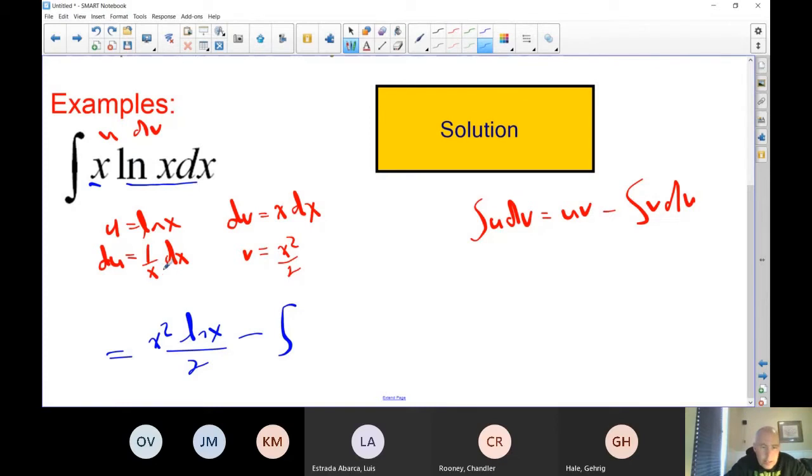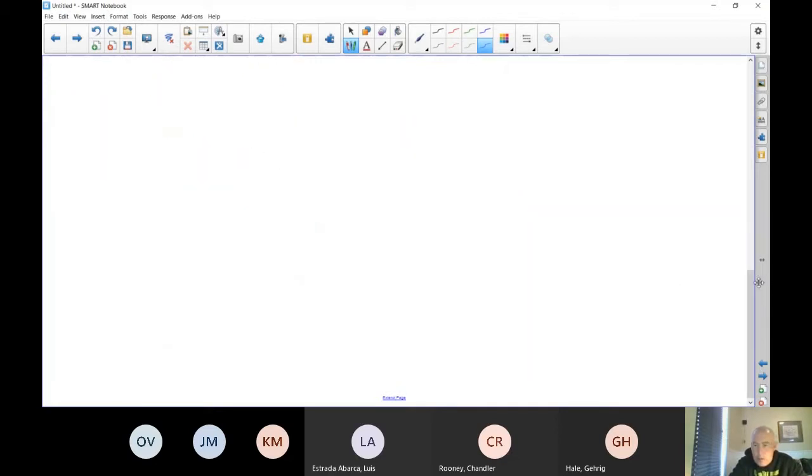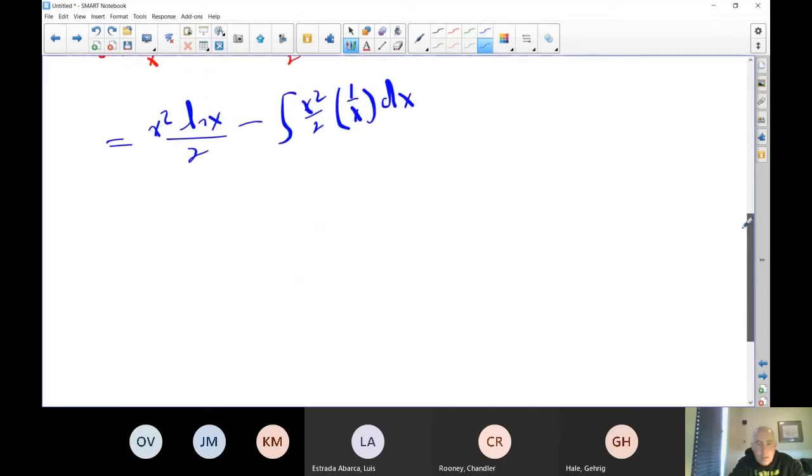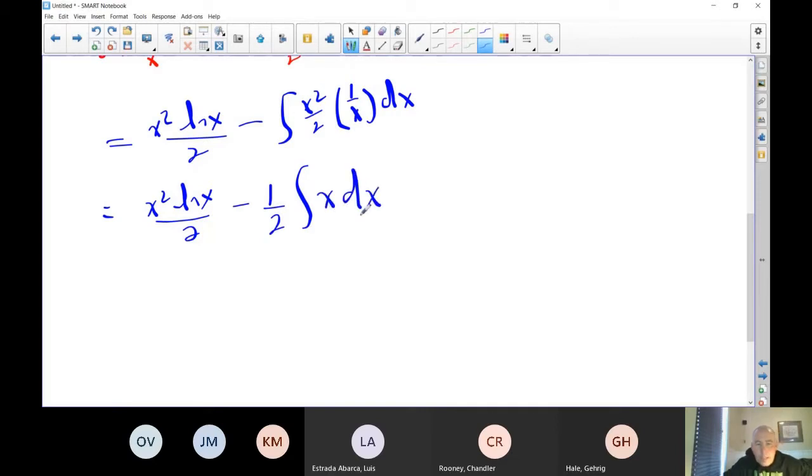So here's v, here's du. x squared over 2, there's v. du is 1 over x dx. Well, we're going to clean this up and see if it is better than what we had. Equals x squared ln x over 2. This is all a product, so I'm going to bring the 1/2 constant out front. Integral. I have x squared over x, that just reduces to x dx.